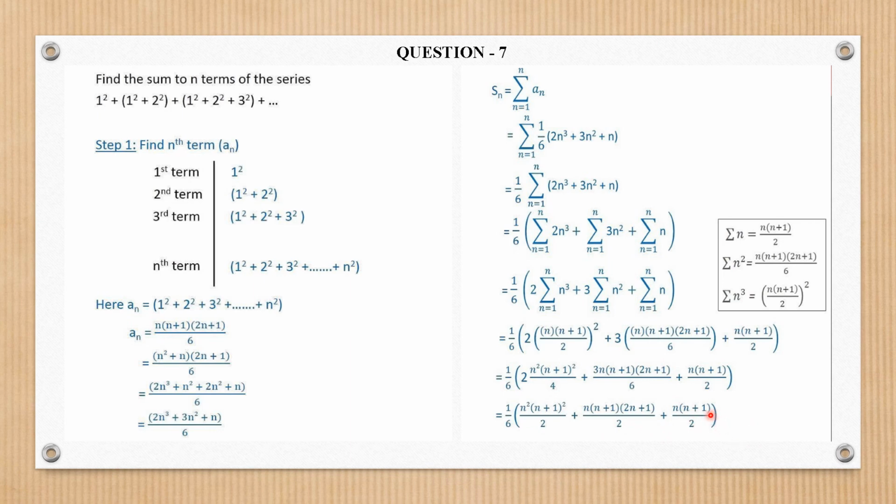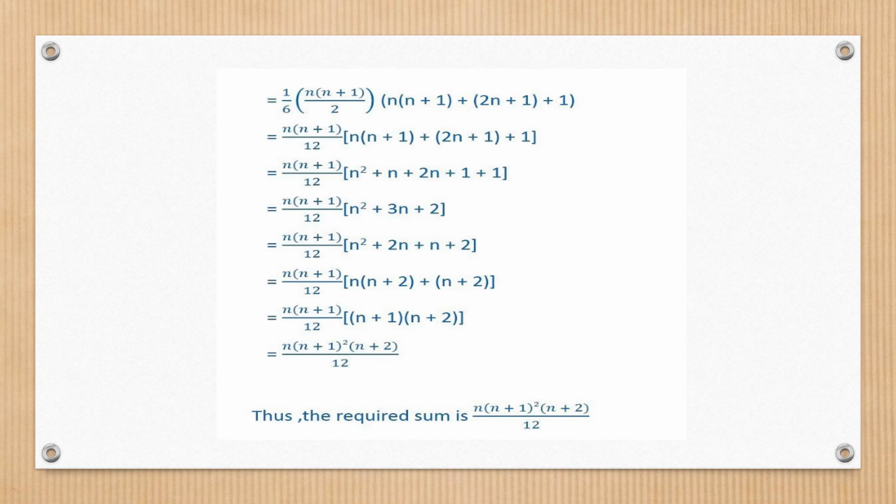Now see what term is coming next. So what I can take common is n into n plus 1 divided by 2. You can take n into n plus 1 divided by 12 as common, and here I get the expression n square plus 3n plus 2, which can be easily factorized as n plus 1 into n plus 2, and this is the required answer.